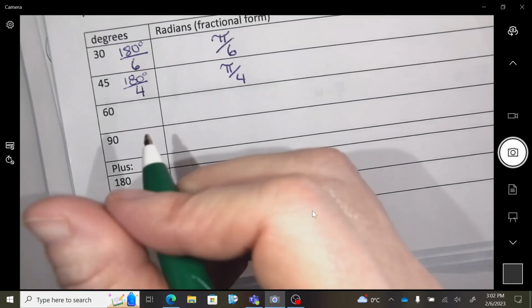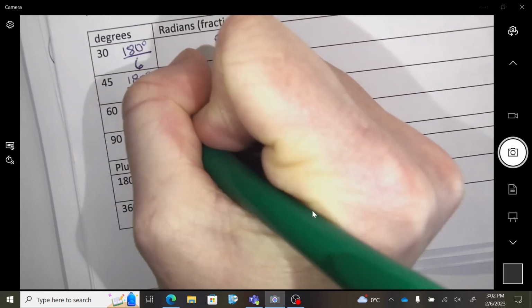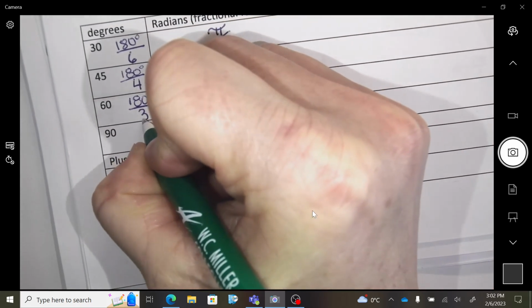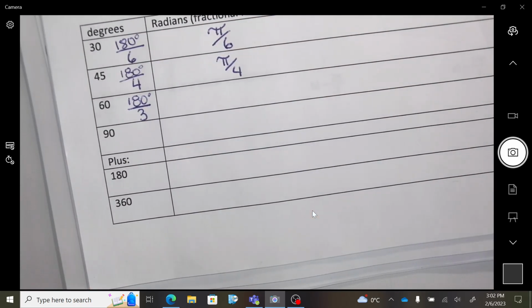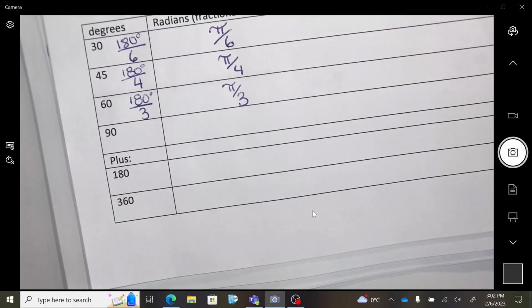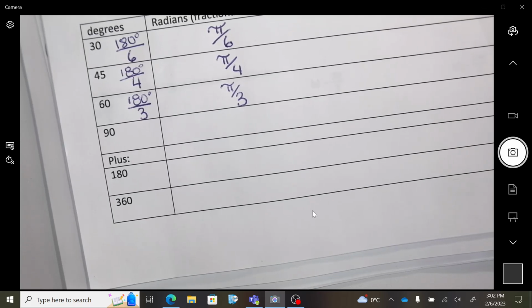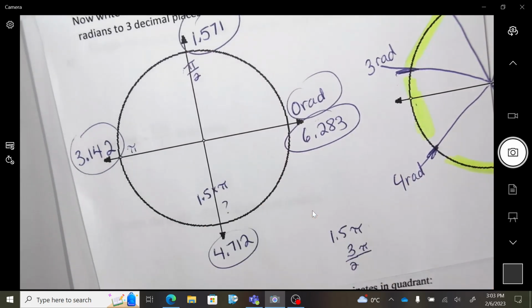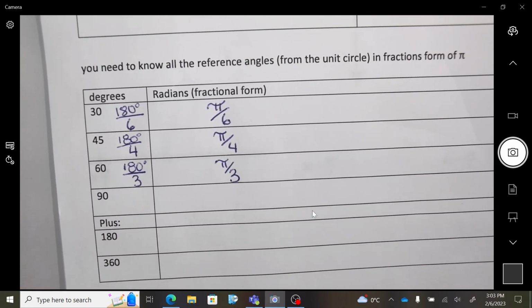How do you get the number 60 out of a 180? You'd have to divide it by 3. So whenever you hear me talking about 60 degrees in radians, I'm getting pi over 3. And this one was just pi. Okay, we did this one already when we talked about this one. What did you tell me to do? Take pi and divide it by 2.